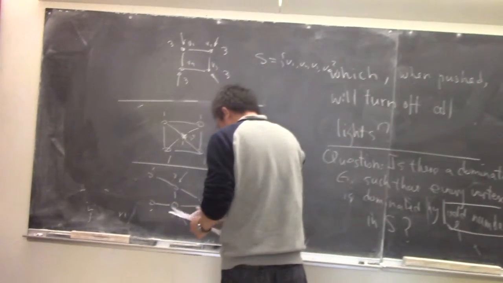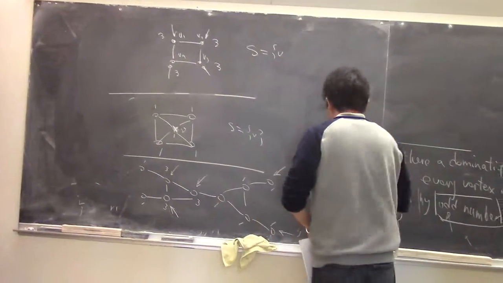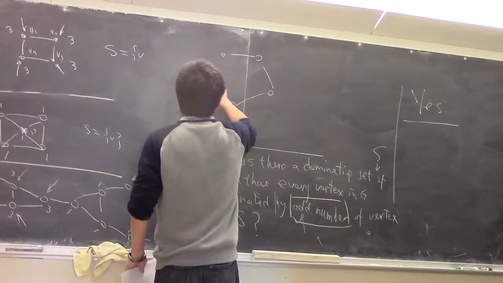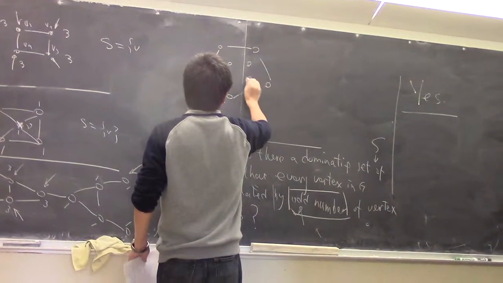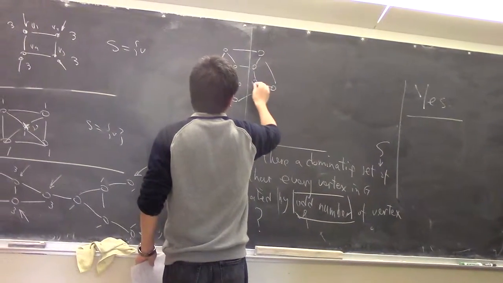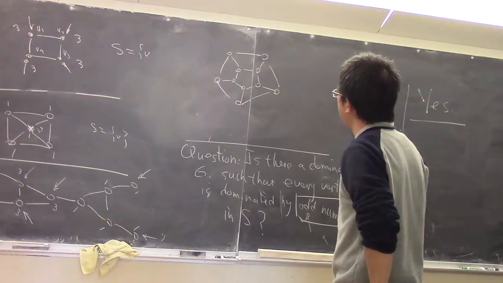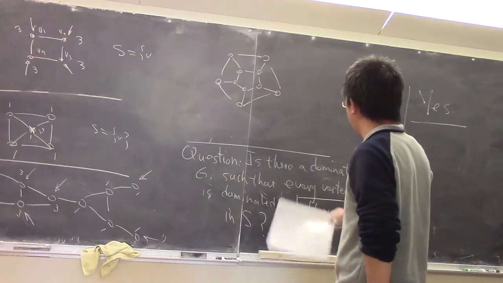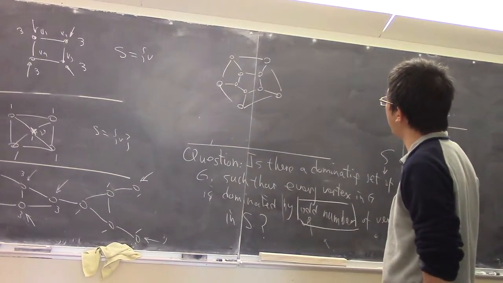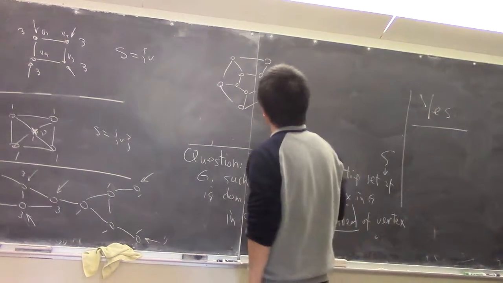Maybe another example. Say I have this example, right? So now assume I want to find a dominating set such that every vertex is dominated by an odd number of this dominating set, right? So now let's look at how we are able to find that set. Let's try.